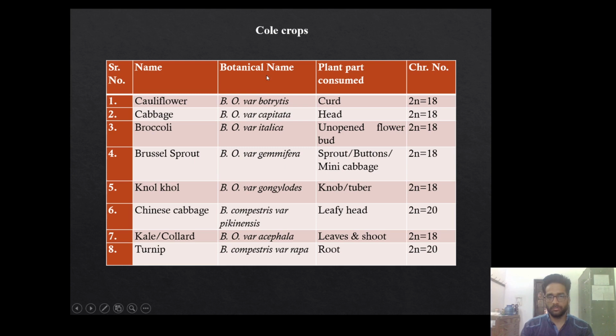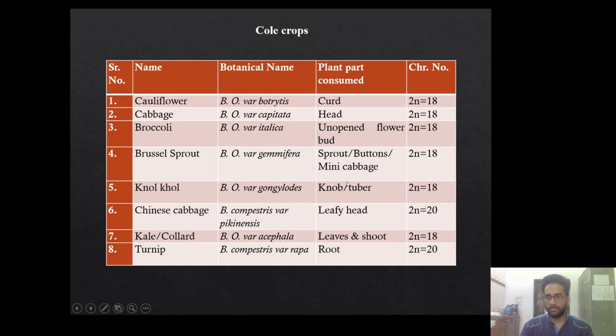Now the botanical name, plant part consumed and chromosome number of cole crops. In cauliflower, the plant part consumed is curd. In cabbage, the plant part consumed is head. In broccoli, the plant part consumed is unopened flower bud. In case of Brussels sprout, sprouts or buttons or mini cabbages are consumed.